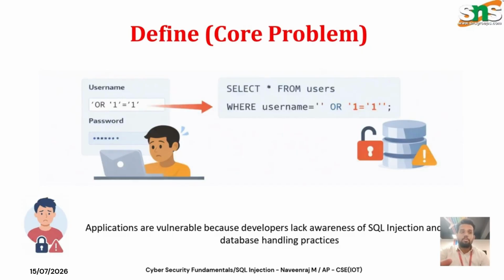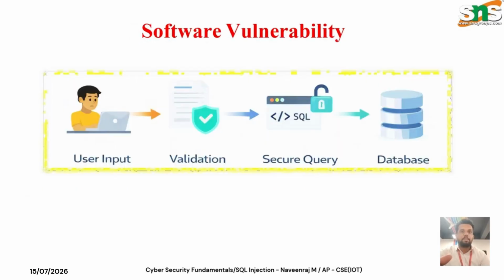So the core problem we consider is that applications are vulnerable because developers lack awareness of SQL injection and secure database handling practice. SQL injection does not happen because databases are weak. It happens because input is not validated, queries are built dynamically, no parameterization is used, and no secure coding standards are followed. Security is ignored at the coding stage.